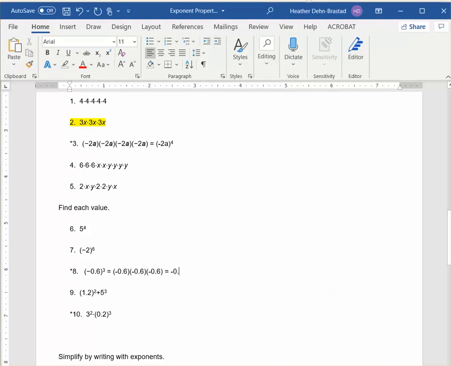Do not round this to like 0.2. Put all of the numbers as your answer. And that's the answer for number 8.